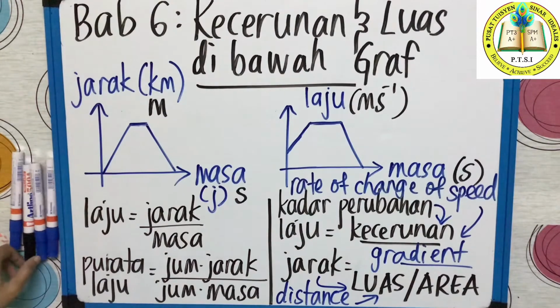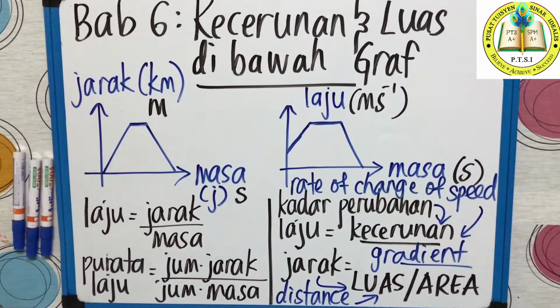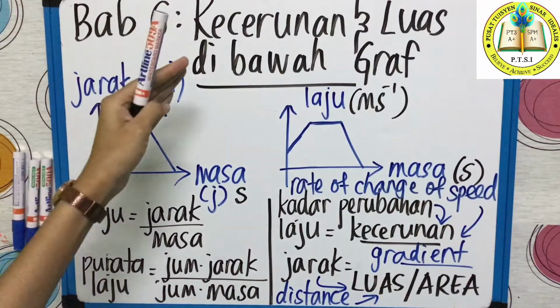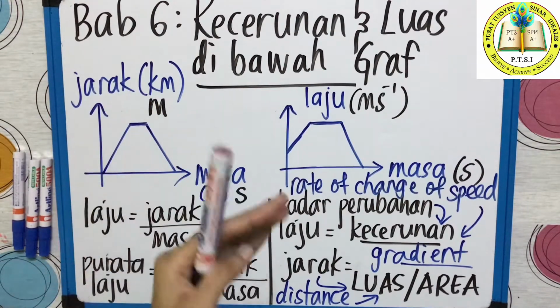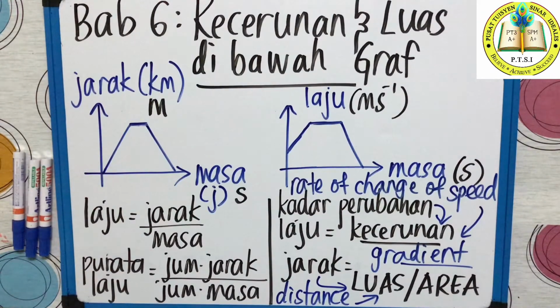Okay, hari ini kita akan mulakan bab yang baru, bab 6, kecerunan dan luas di bawah graf. You will learn gradient, kecerunan and area, luas area under the graph. Okay, so dalam bab ini, kamu akan belajar dua topik penting.